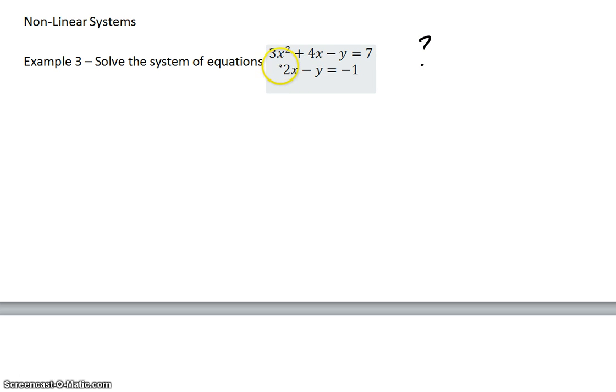Well, my suggestion is usually that there's probably going to be a variable somewhere that's easier to solve for than anything else. And if you look at this, you could probably just very quickly solve for y by moving this to the other side and then adding 1 to the other side.